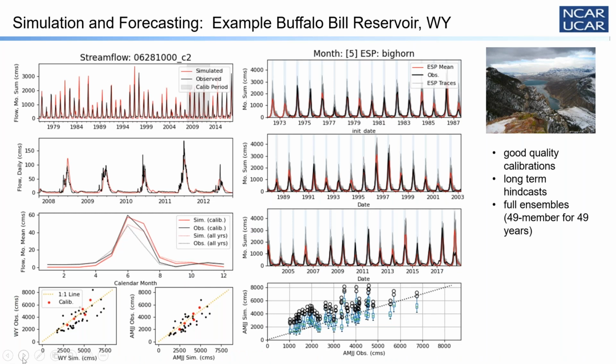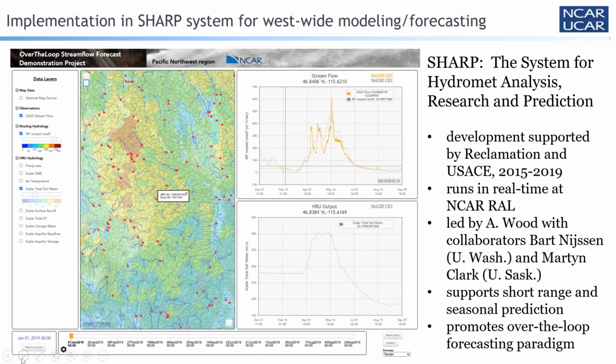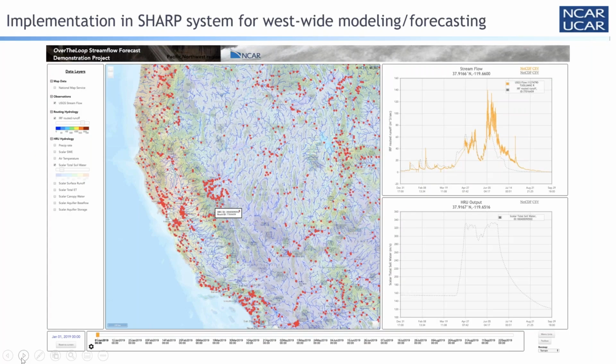I just want to illustrate that we've now implemented this model for water supply prediction, and this is showing an example again in the Buffalo Bill. We've also done this in the Upper Rio Grande. And can you skip several more slides? Next slide. And yeah, that's the one.